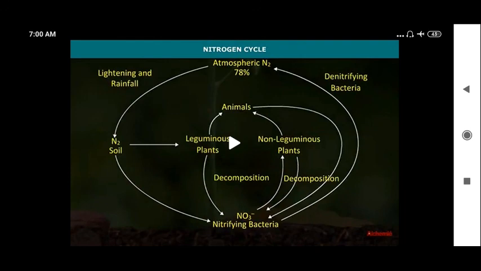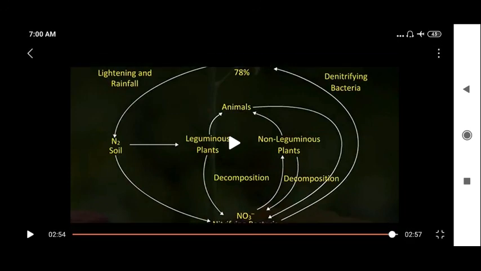Once this NO2 or NO3 is eaten by the animals, it enters the plant or animal body, and after the death of the animals, once again it enters the soil. So this is a cycle. This cycle continues, and hence it is called the nitrogen cycle. Hope you have understood this, students.